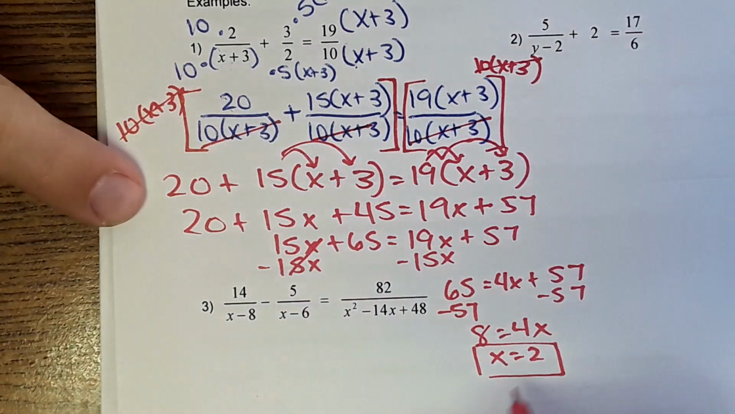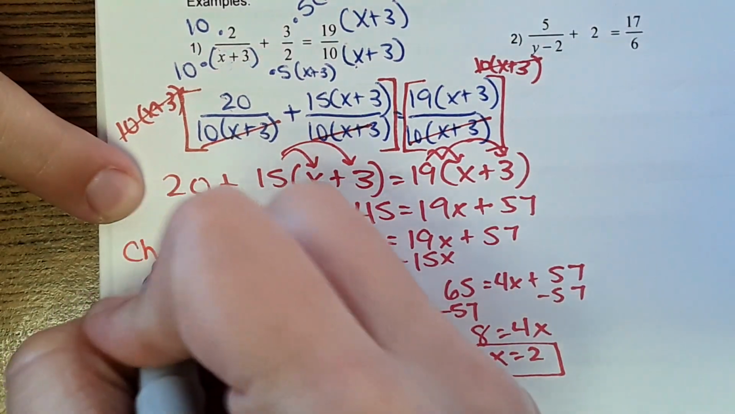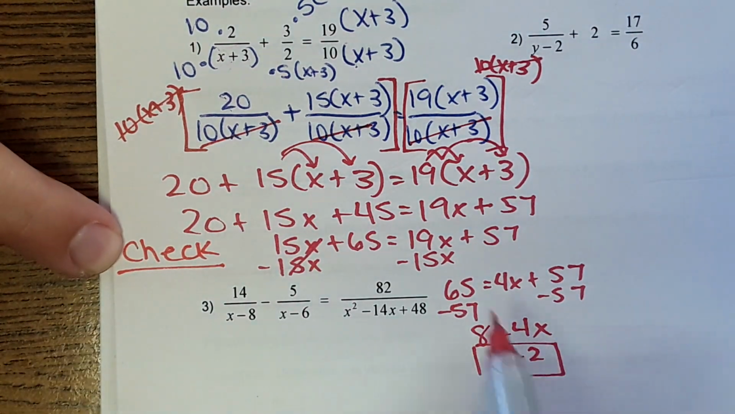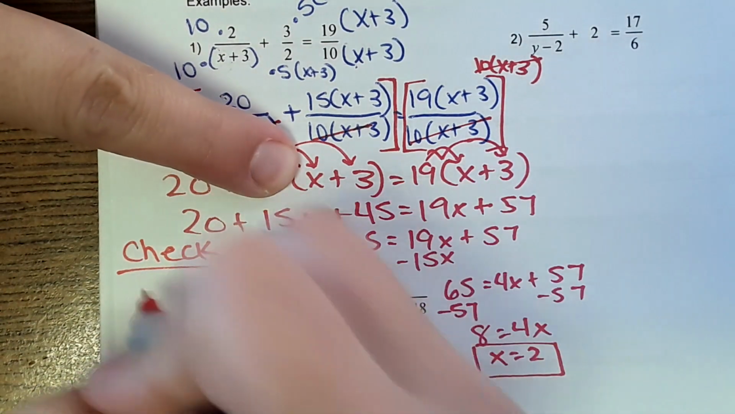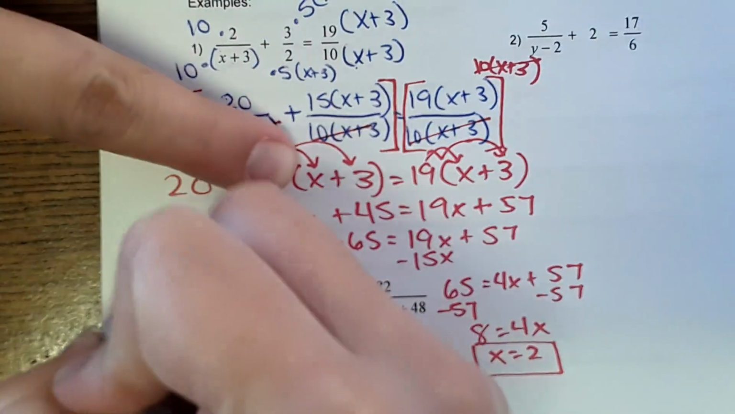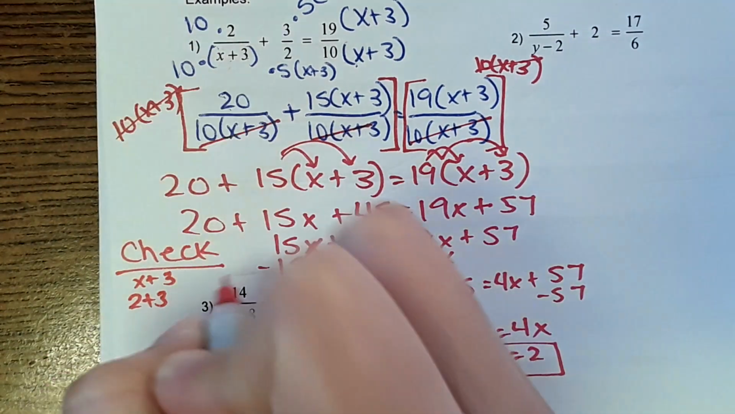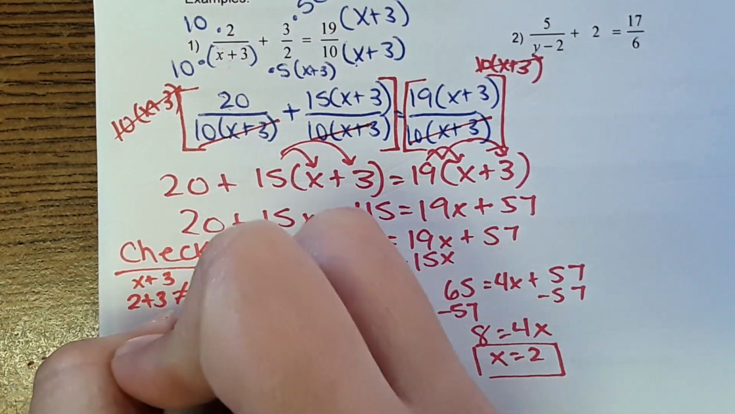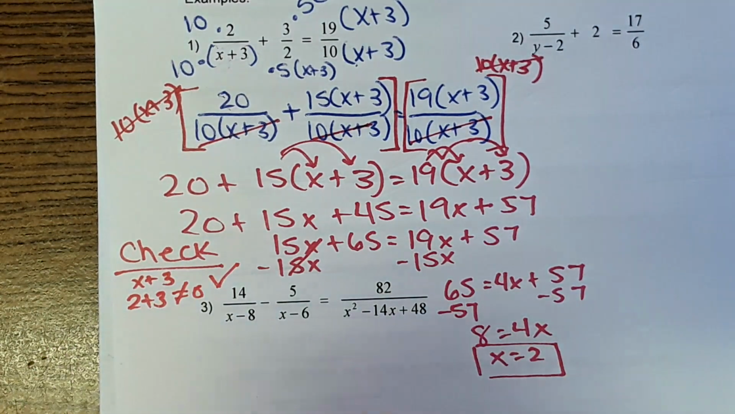Then the last step is we need to just check and make sure that solution works. And the way we check it is we plug it into this factor, x plus 3. So 2 plus 3, as long as that doesn't equal 0, so it can't equal 0, then it's a good solution.